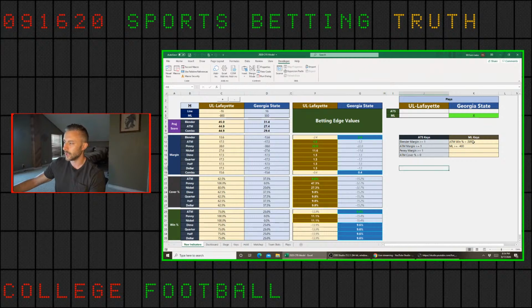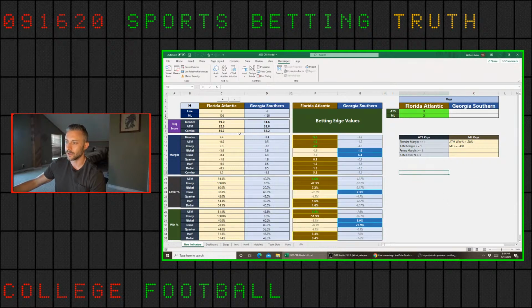And there's actually 2 keys for the money line, and that is ATM win percentage greater than 0.58, which Georgia State easily has. And the money line has to be -400 or lower. I bumped that up from -200 last year just so I can get some more plays in. So according to this, Georgia State is a money line play. Projected score about 45 to 31 for UL Lafayette, so the spread is pretty accurate. Maybe a little bit generous for Georgia State, but the money line value is where it's at for Georgia State.